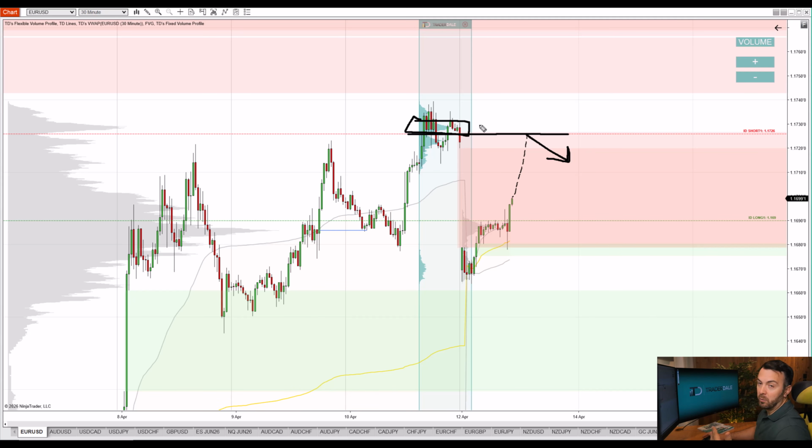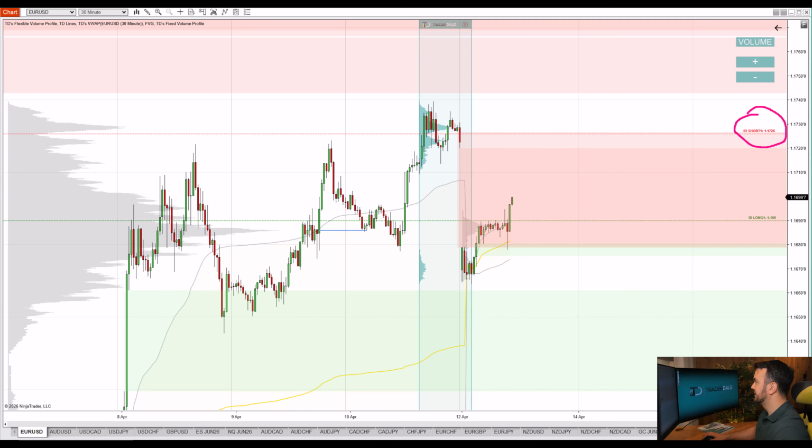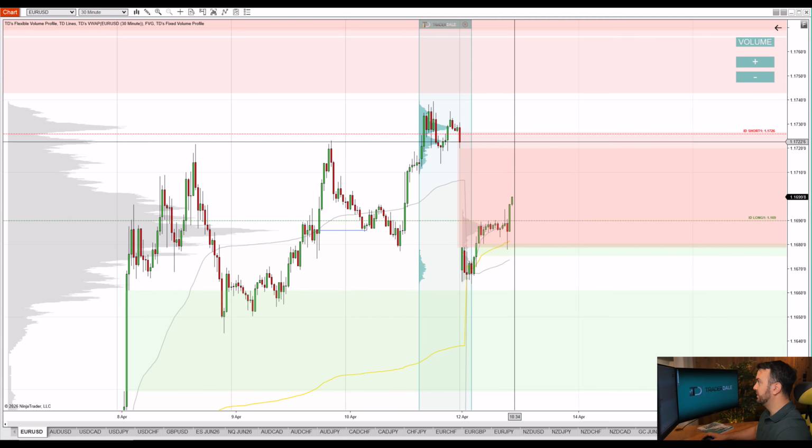But the problem with this is that the market doesn't open that often with a gap, especially not currencies, which I focus on mostly. Okay, so this is a rare setup, but when I see it, I really like to trade this. So this is how this setup looks on the euro. The short level is at 1.1726.